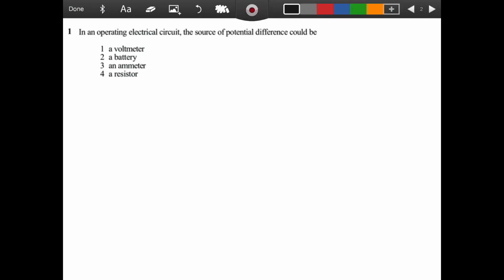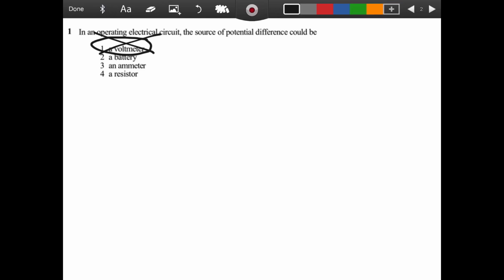Of the 5 most commonly missed problems from last week's CAS learning assignment, one of the more commonly missed ones was number 1. In an operating electrical circuit, the source of potential difference could be... Now, a lot of people chose number 1, which is not correct.